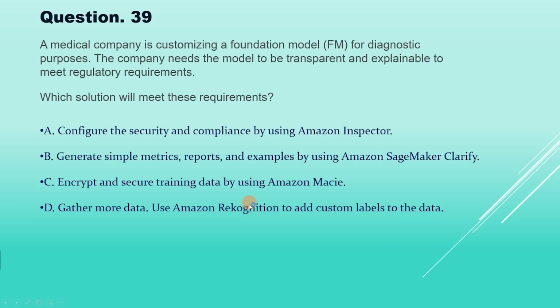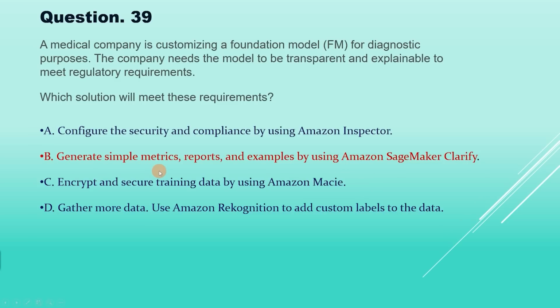And the correct answer here will be option B, generate simple metrics, reports and examples by using Amazon SageMaker Clarify. This is because Amazon SageMaker Clarify is specifically designed to help make machine learning models more transparent and explainable by generating metrics and reports on model bias, data bias and feature importance. So option B is correct here.